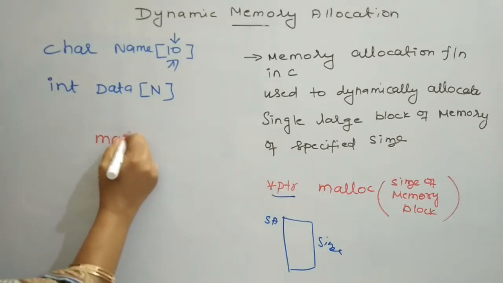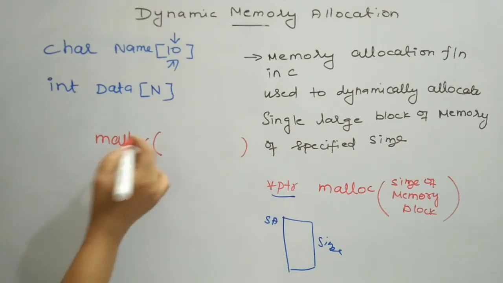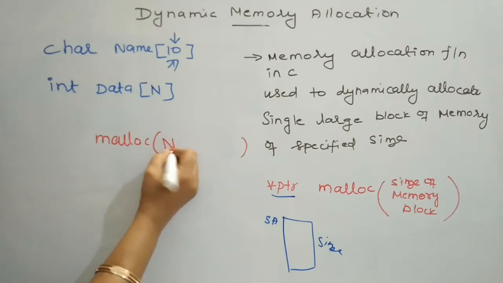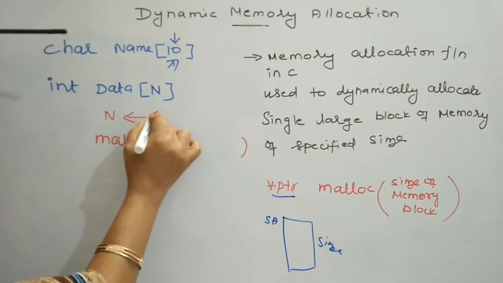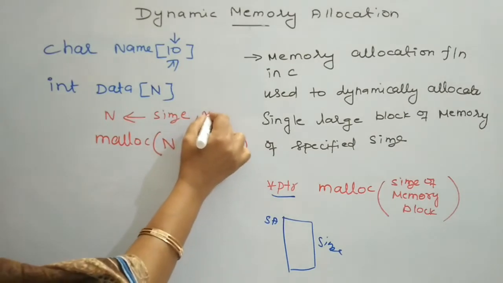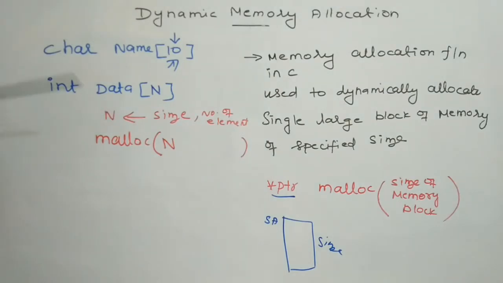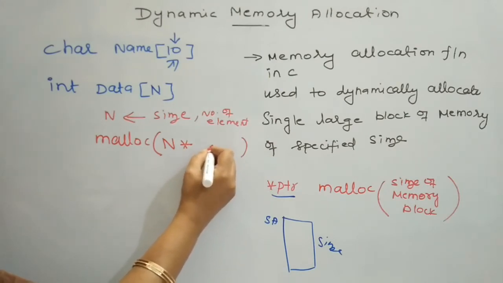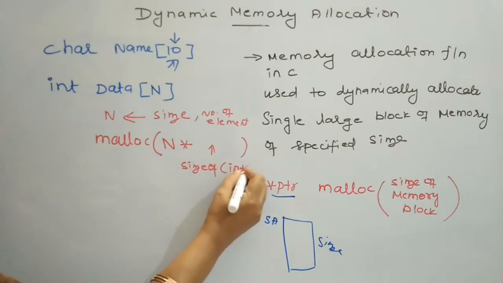If I use the malloc function, what is the function parameter? The size of the memory block which we need to allocate. In this, I am going to specify n. n will be known during the execution time of my program. It is the size of my data array, or the number of elements which I am going to store in this data array. n multiplied by sizeof(int); to get this, I am going to use the sizeof function.